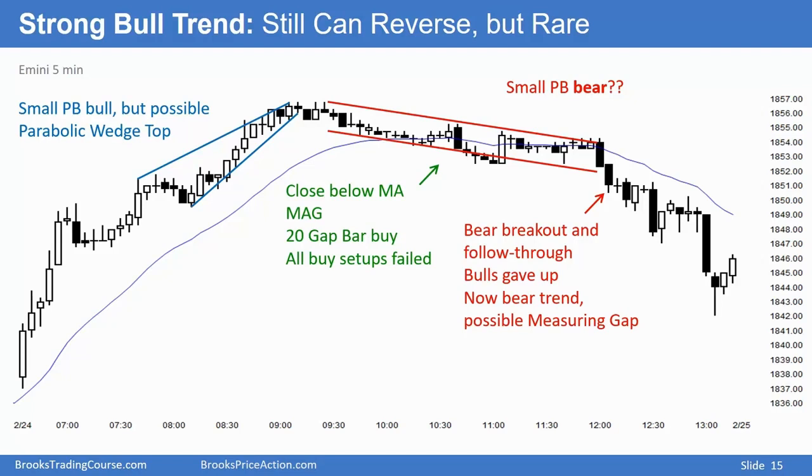Remember, I said that small pullback bull trends typically have weak bars, a lot of doji bars, prominent tails, bear bars. It looks like a bull leg in a trading range. That's not the case here. This is much more of a parabolic biclimax, parabolic wedge biclimax.